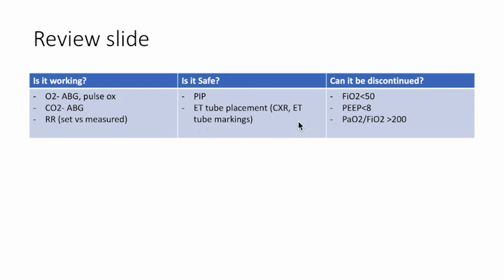And then the third thing you want to ask yourself is, can it be discontinued? To meet this criteria, the FiO2 should be less than 50%, the PEEP should be less than 8, and the P to F ratio should be greater than 200. And you can calculate this by checking the PaO2 on the ABG, and the FiO2 can be found on the vent settings.